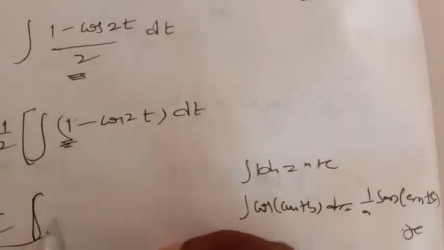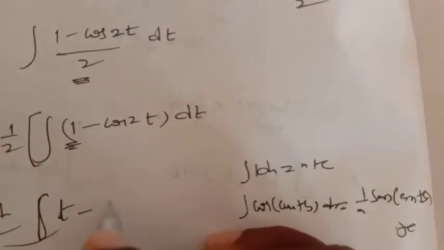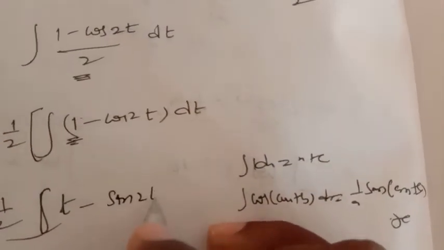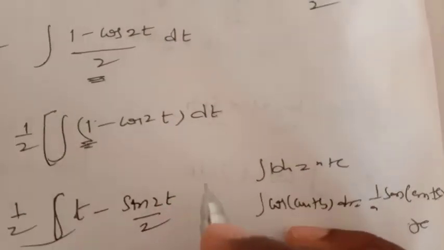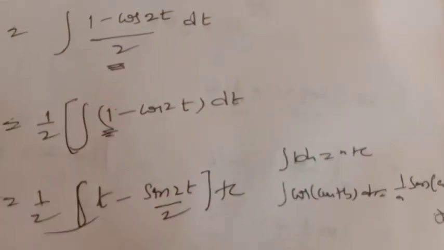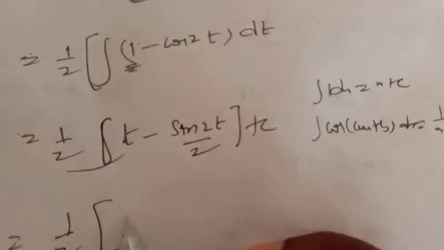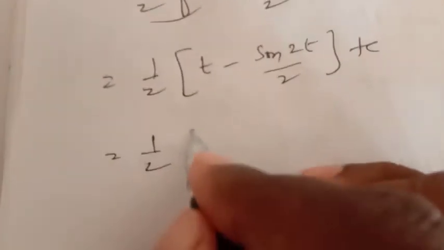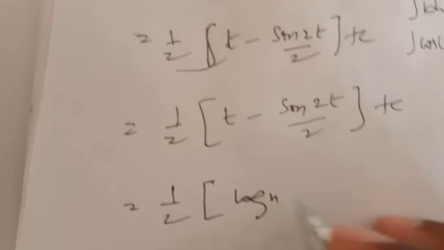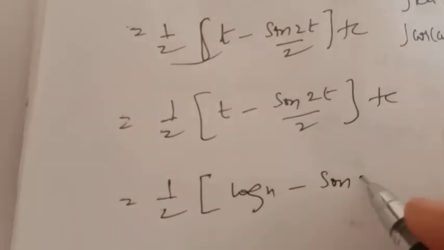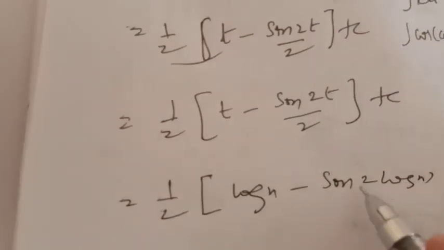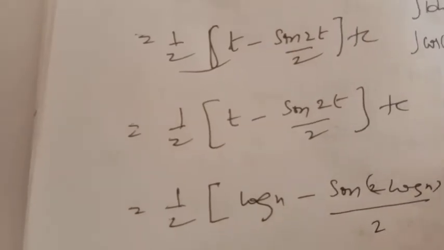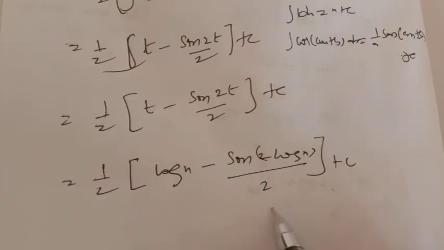That is, integral 1 dt equals t minus sin 2t by 2 plus c, that equals 1 by 2 into (t minus sin 2t by 2) plus c. Here substitute the t value, we get 1 by 2 into (log x minus sin(2 log x) by 2) plus c is the answer of this problem.